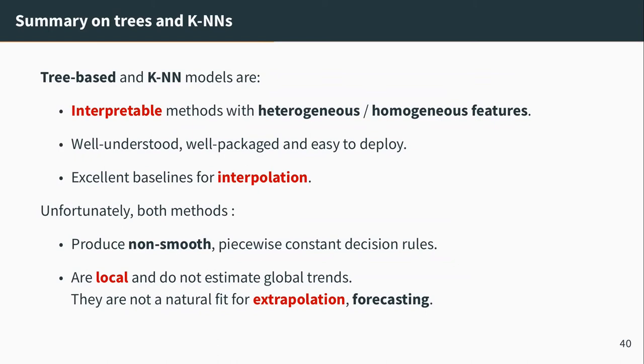Second, both methods are quite local, and they do not estimate global trends. At least none of the methods, for instance, allows you to predict values of y that are outside of the range that we have already seen.